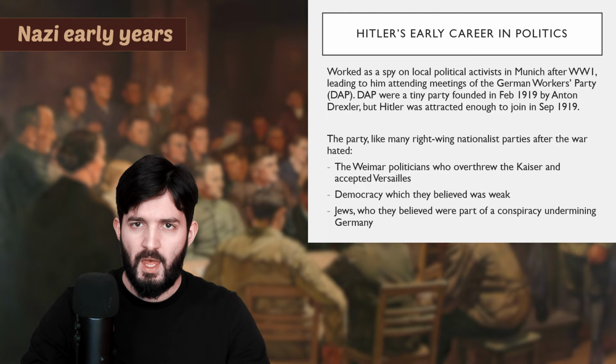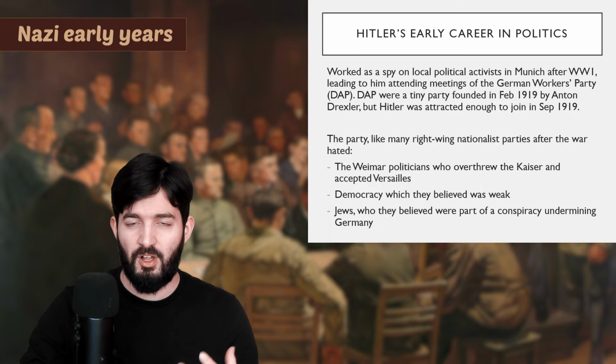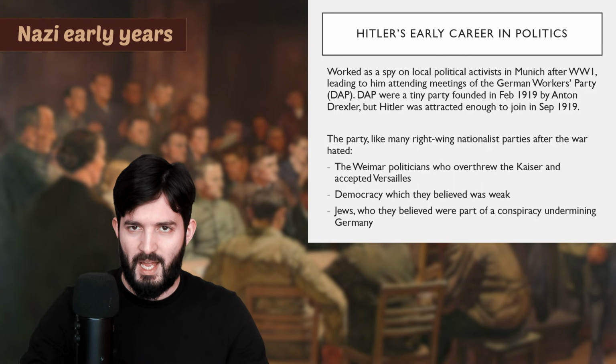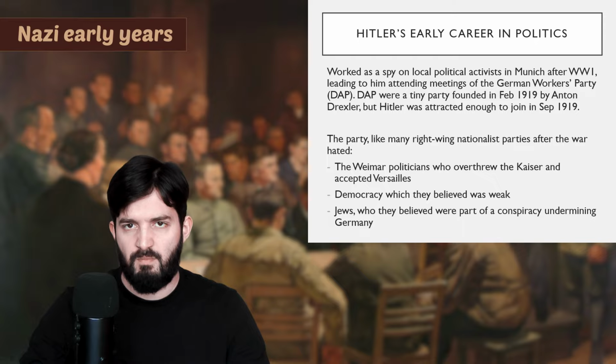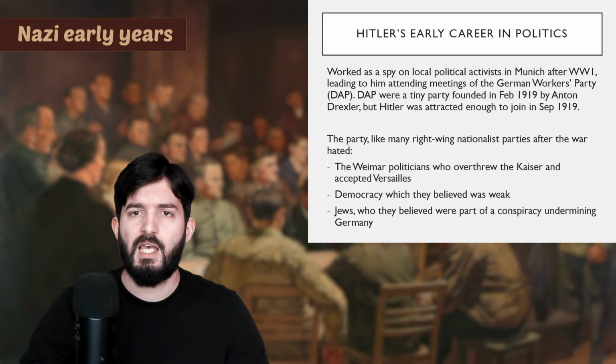Now, the key thing to note here is therefore that the Nazi Party, or its original incarnation, is not created by Hitler. It's created by a person called Anton Drexler. And so in terms of what the DAP basically was at this point in time, they were effectively a right-wing nationalist party with a slight twist. As you can tell from the name, Workers' Party, it had some slight socialist inclinations that I'll touch upon in a little bit more detail in a moment.